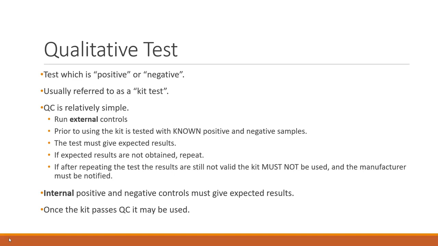So what we want to do is run the external controls. These are provided by the manufacturer with a sample that is a known positive and a known negative. And the first thing you do when you open a kit is you run those external controls. The test must give the expected results.